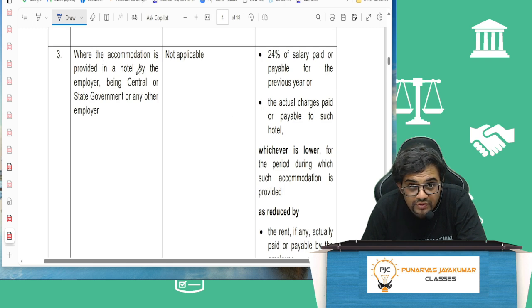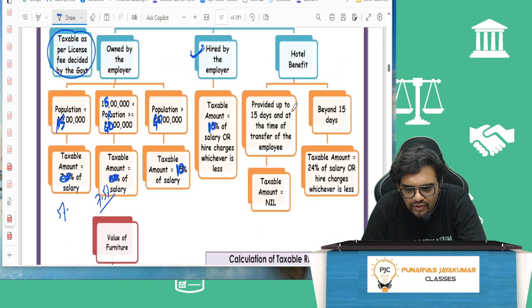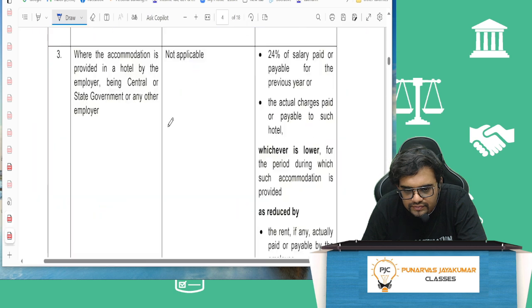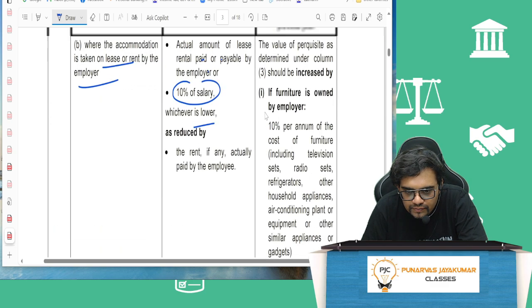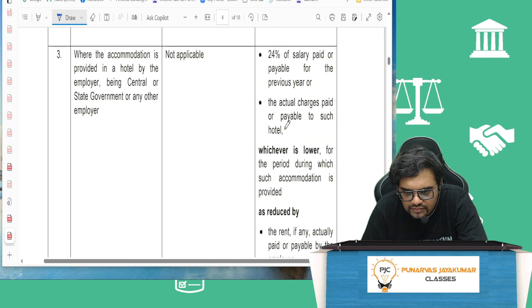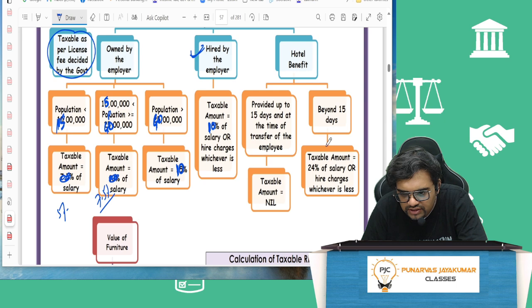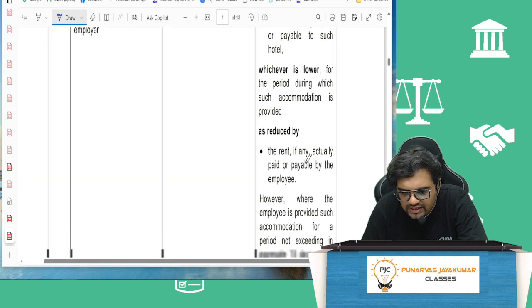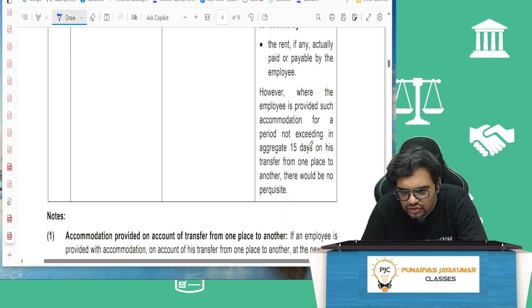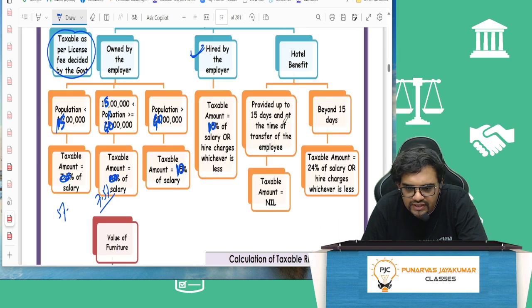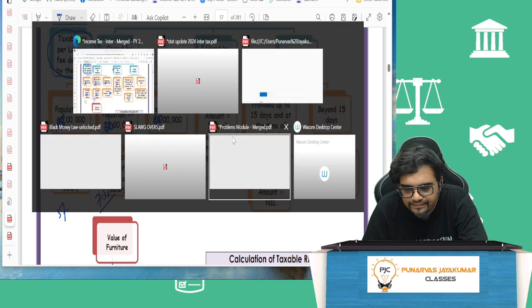Where the accommodation is provided in a hotel by the employer, being central or state government or any other employer, up to 15 days, no problem. Otherwise, you see here, 24% of salary paid or payable for the previous year or actual charges, whichever is less, as reduced by rent actually paid. That remains the same. So up to 15 days, nothing. This will not change. Same.